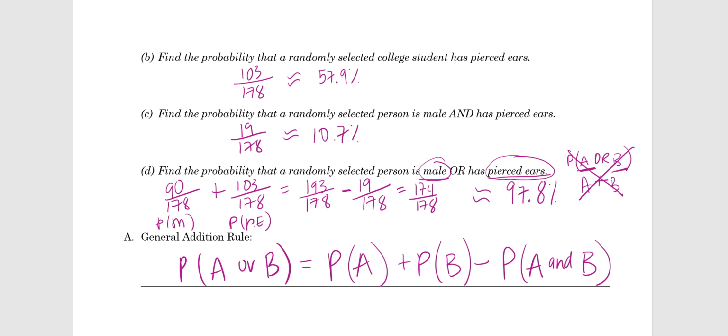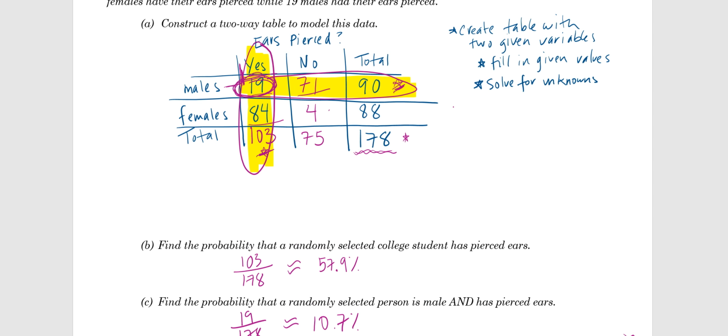So this is what I did. The probability of being male or having pierced ears would be the probability of being male plus the probability of having pierced ears. And then, if you notice, I subtracted what they have in common. And what they have in common is this guy, 19.